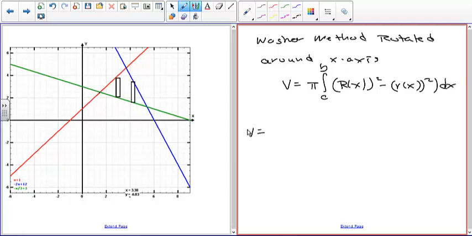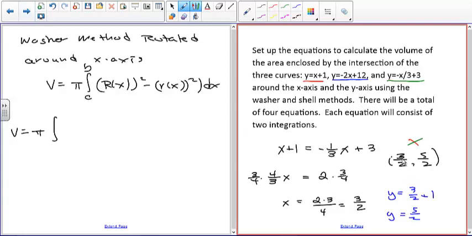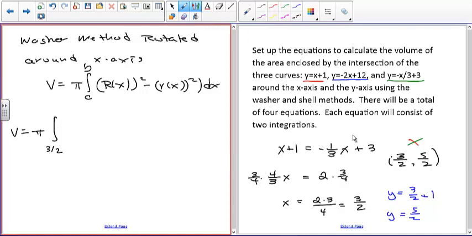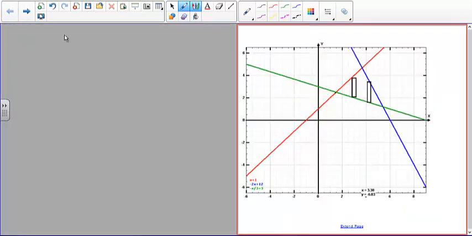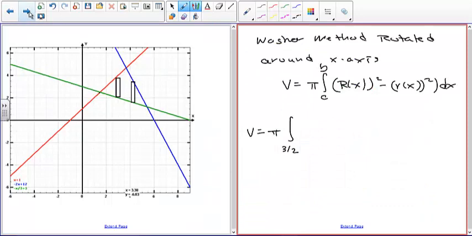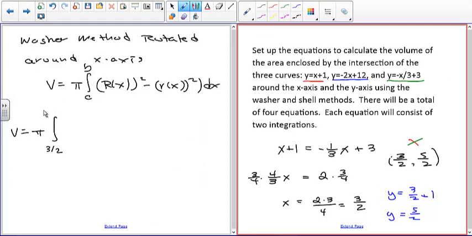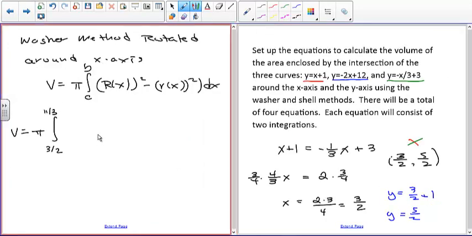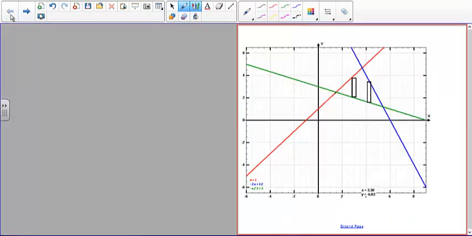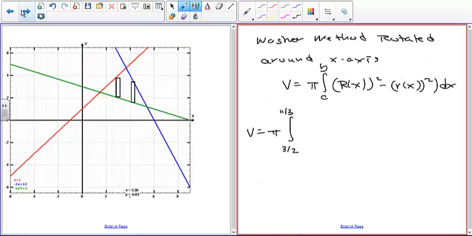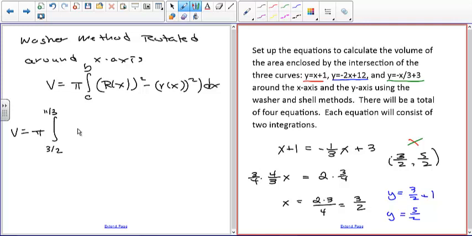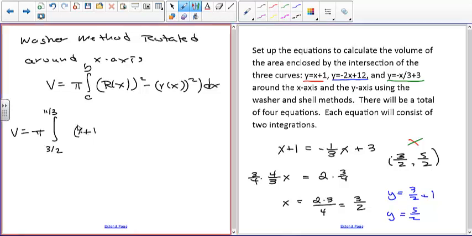So the answer is pi. We take the integral from this x value, which was 3/2. So that's the lower limit. And then we integrate to the x value associated with the intersection of the red and the blue, which is 11 thirds. And in this case, the outside radius is the red curve. So you're going to have x plus 1 quantity squared.